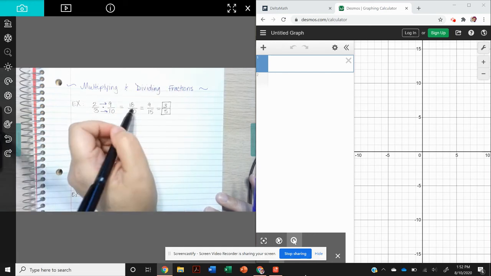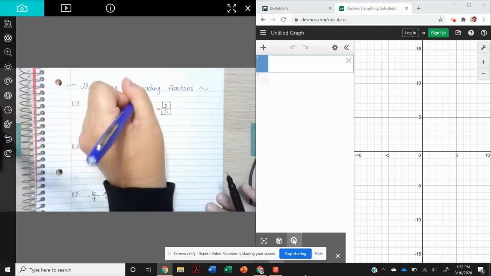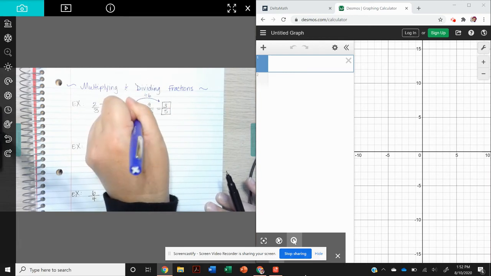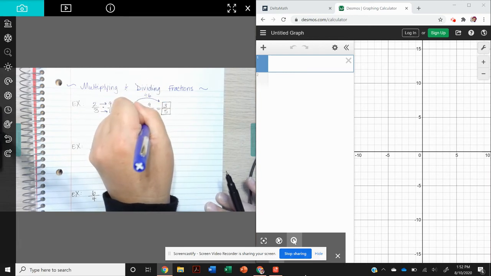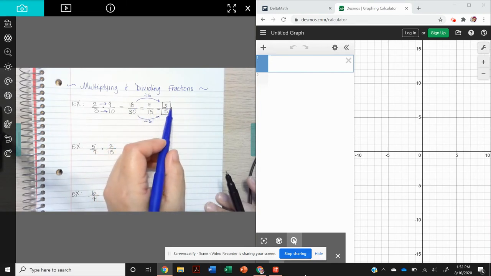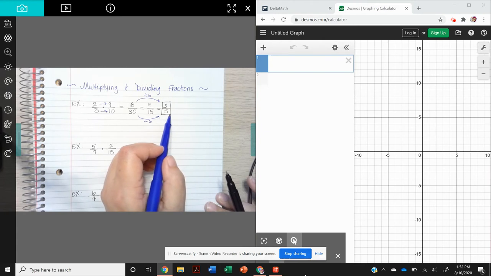All right. So what I really should have done from the get-go was divide by 6 because they're both divisible by 6. It's okay that I divided by 2 first and then 3. It doesn't matter how you get there as long as you get to the simplest form.